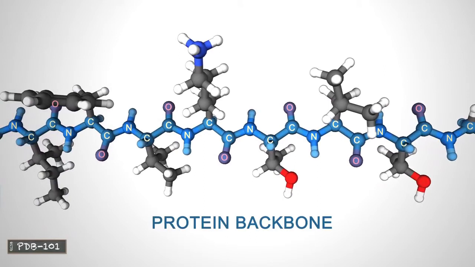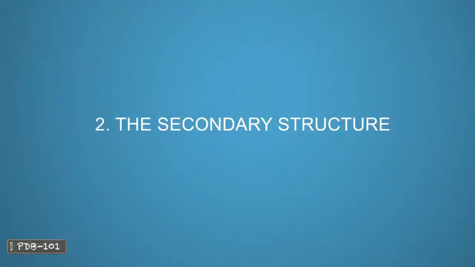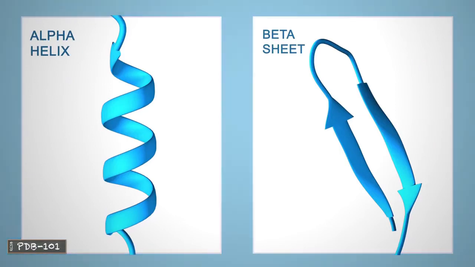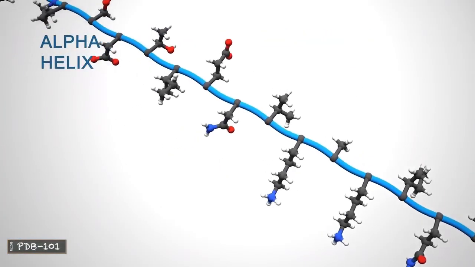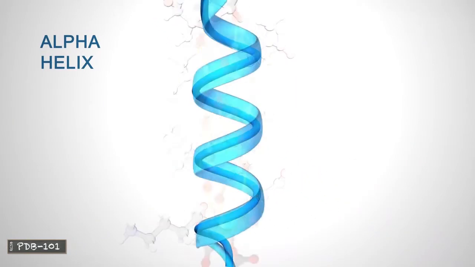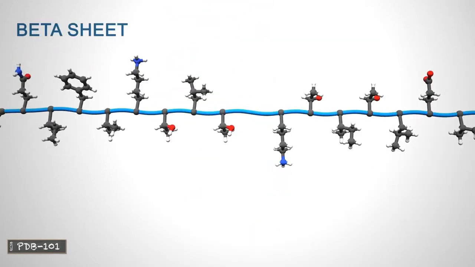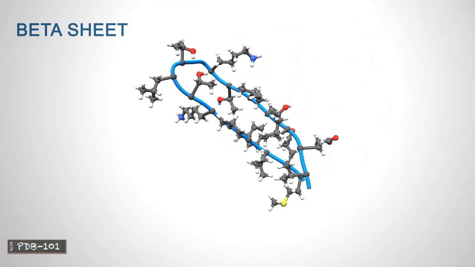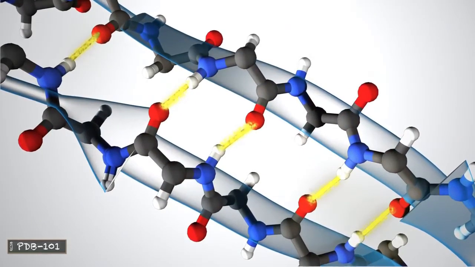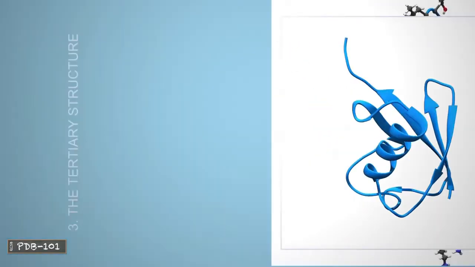Now, the linked series of the carbon, the nitrogen, and the oxygen atoms is the secondary structure. It is folded into 2 types, the alpha helix and the beta sheet. The alpha helix is coiled like a spring, and this is stabilized by a hydrogen bond between the amine and carboxyl group. The beta sheet is folded when hydrogen bonds stabilize 2 or more adjacent strands.